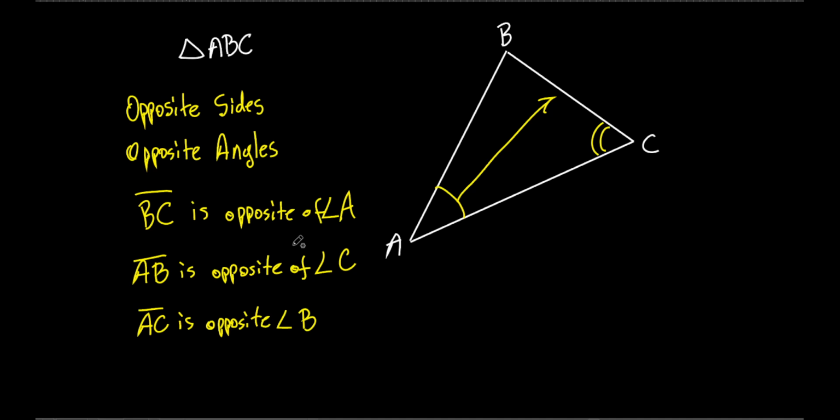So make sure you know what those mean. I could go the other way, like I did at the beginning. What's opposite angle A? Line segment BC. What's opposite angle C? Line segment AB. It goes both ways. Again, it's just another word. Just learning some vocab here. We're learning what opposite sides are, and we're learning what opposite angles are. Again, this is going to be used over and over again throughout the book.